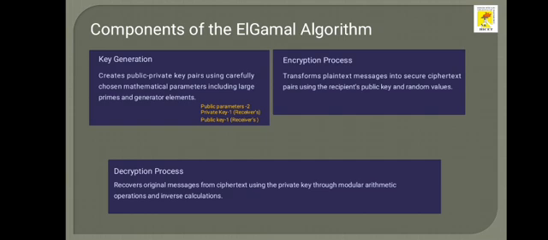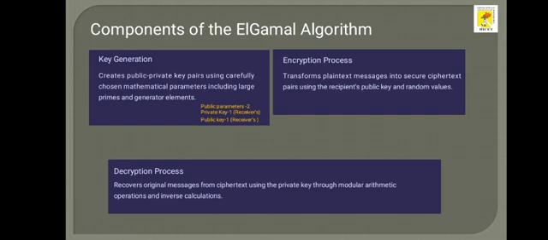Next, we'll discuss the components of the ElGamal algorithm. There are three components. One is key generation, second is the encryption process, and third is the decryption process. In key generation, the receiver has to select two public parameters and one private key. With these three things, he has to generate the public key. In the encryption process, the plain text message is converted into a secure ciphertext pair using the recipient's public key and random values. In the decryption process, the original message will be recovered by using the private key of the receiver.